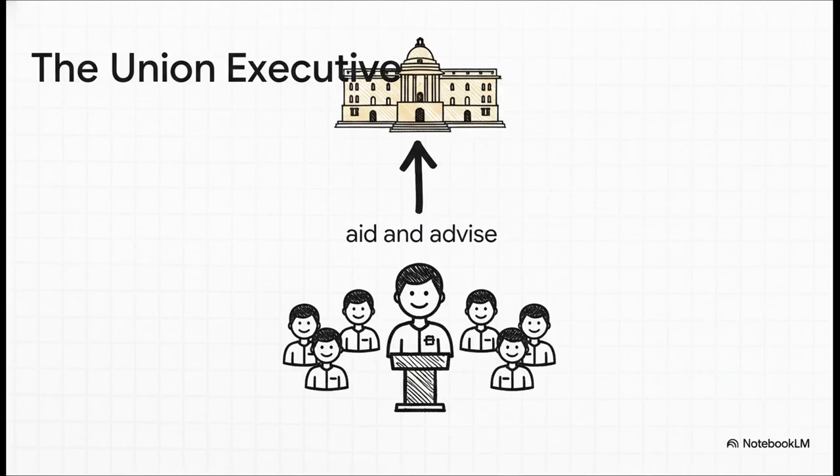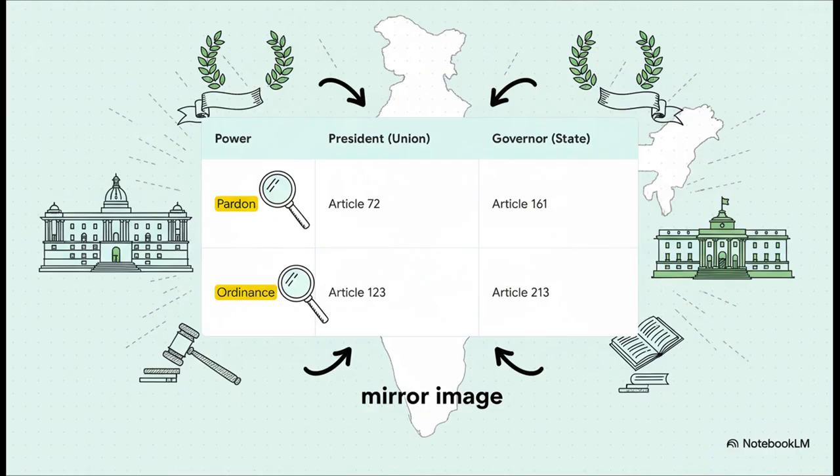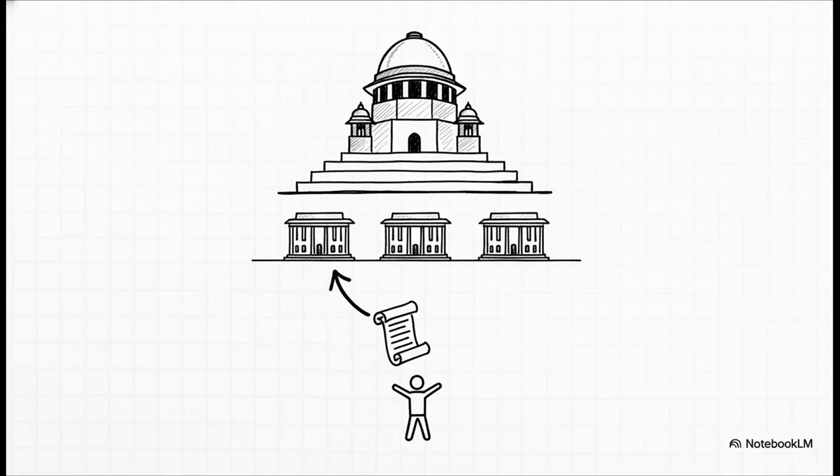And what's really interesting is how the Constitution sets up a parallel structure at the state level. The president is the head of the union, and the governor is the head of the state, and their powers are almost a mirror image of each other. The president's power to pardon someone is in Article 72. The governor's is in Article 161. The president's power to issue temporary laws called ordinances is in Article 123. The governor's is in Article 213. See the pattern?